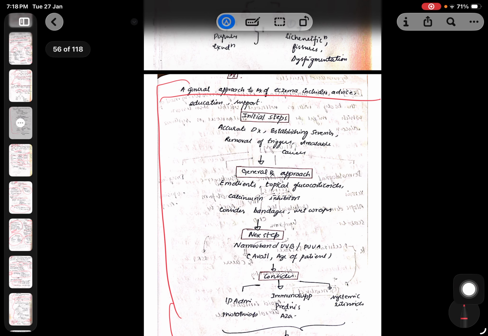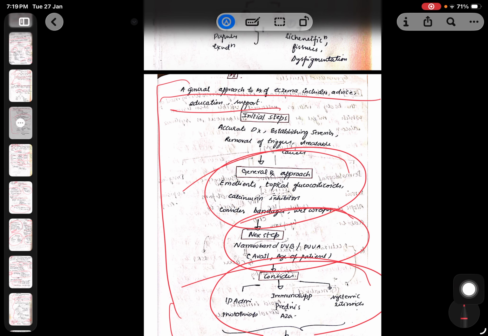The same thing. You have to, in dermat, fill the pages if you ask me directly. And also I have to write general treatment. What do you do for the next step? What are the considerations?